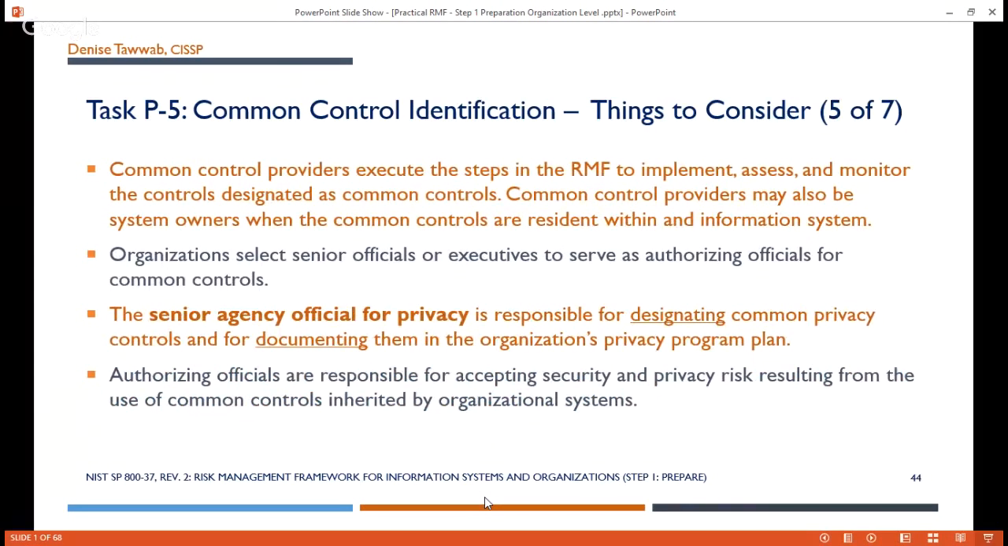Common control providers are going to execute the steps in the risk management framework to implement, assess, and monitor the controls that are designated as common controls. They may also be system owners when the common controls reside within their information system. The senior official for privacy is going to be responsible for designating common privacy controls and for documenting them in the organization's privacy program plan. Authorizing officials are going to be responsible for accepting security and privacy risks that result from the use of common controls inherited by the different systems in your organization.